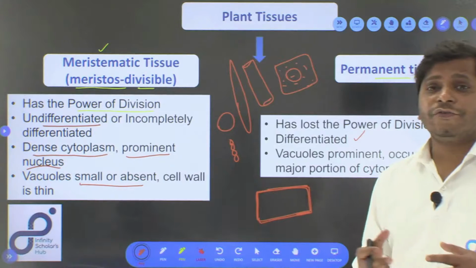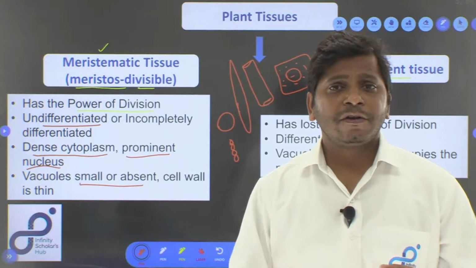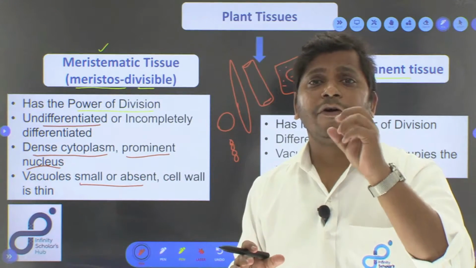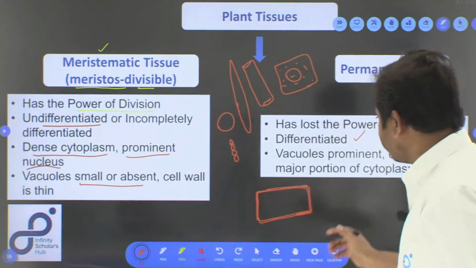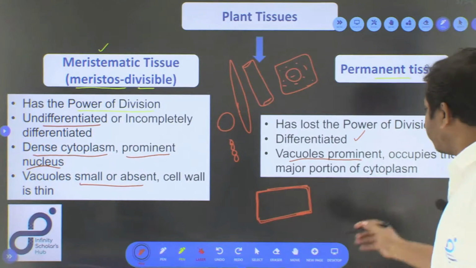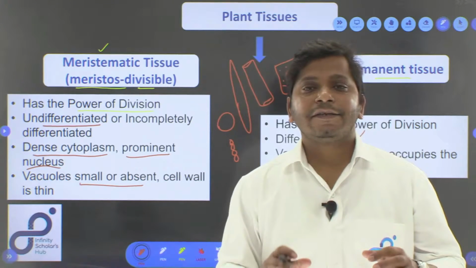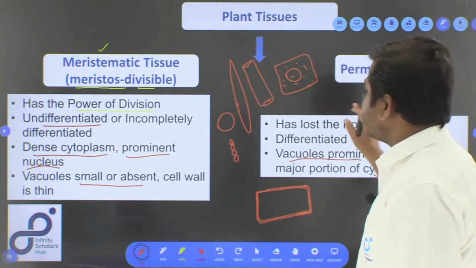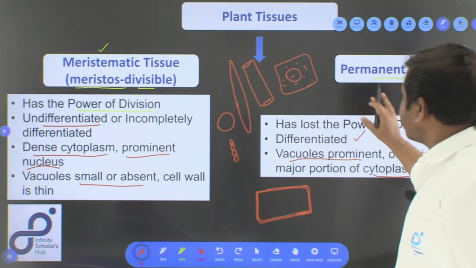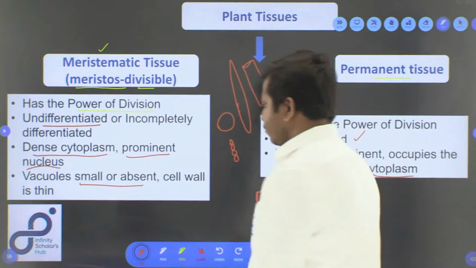As it is not dividing, what will happen? The cytoplasm is going to be smaller and the vacuole is going to be larger, and the vacuole is getting larger for the purpose of storage of food material. So vacuoles are going to be prominent, occupying the major portion of the cell. So these are a few important characteristic features of the permanent tissues. So we understood what a meristematic tissue is and what the key features of a permanent tissue are. Clear? Okay, so let's move on.